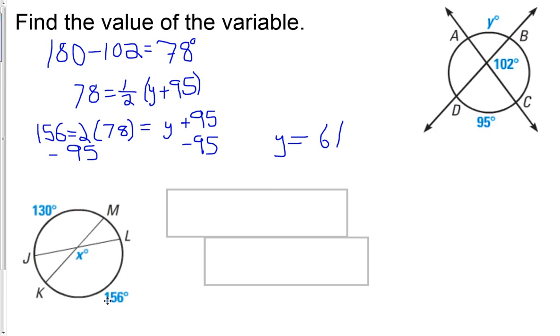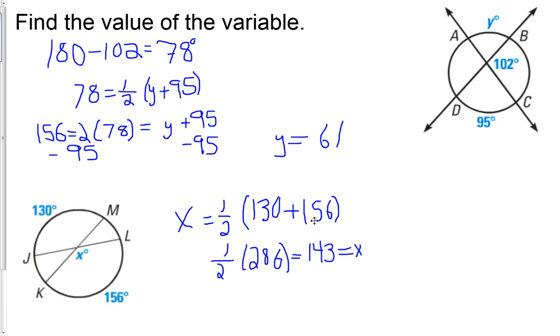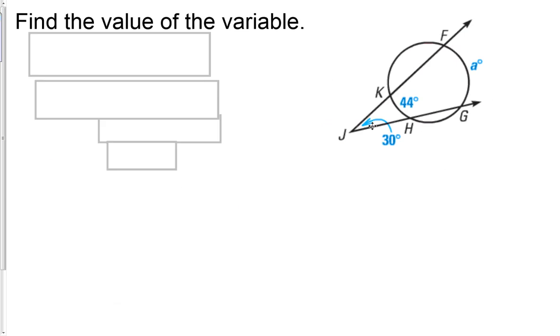Next, we've got all three pieces we need. We've got the angle, we've got two arcs, so angle equals half the sum of the arcs. We have all of this right side, just plug it in. Half of 286 is 143, equals x.